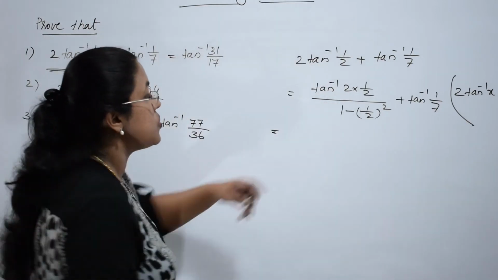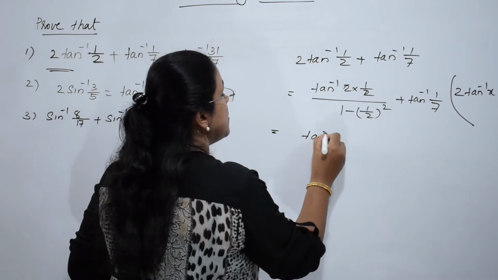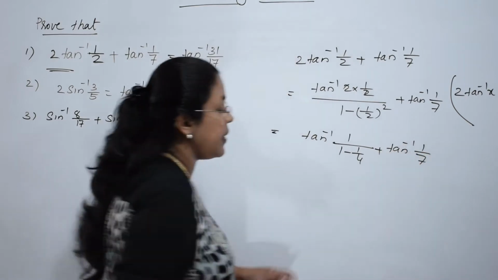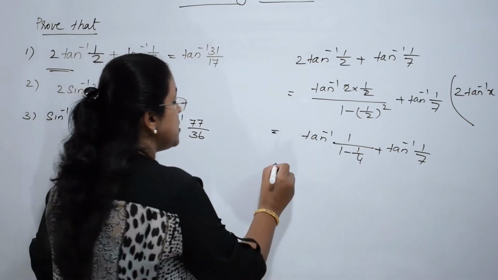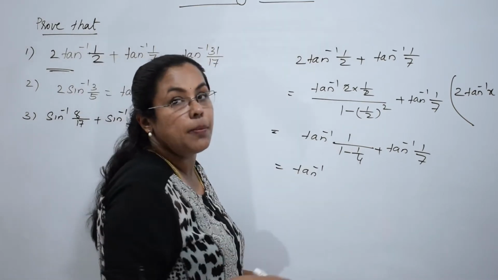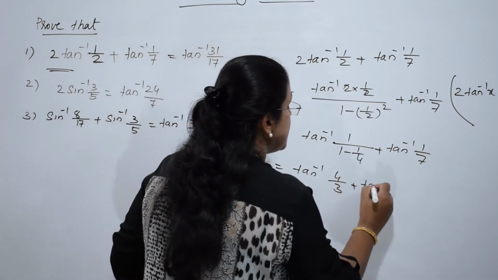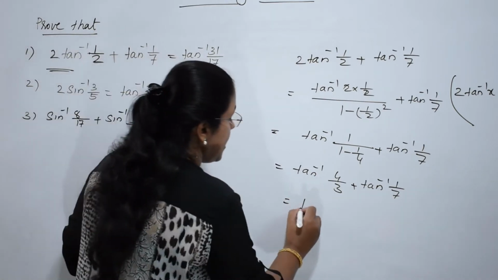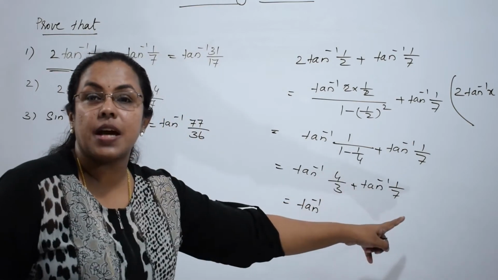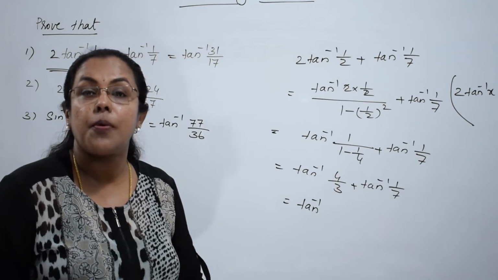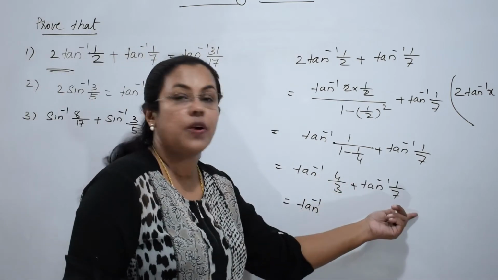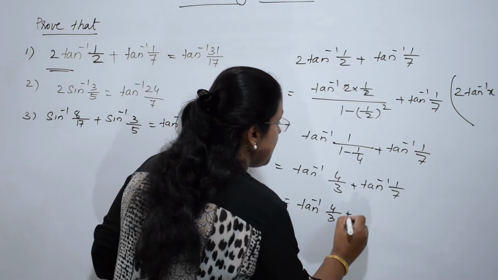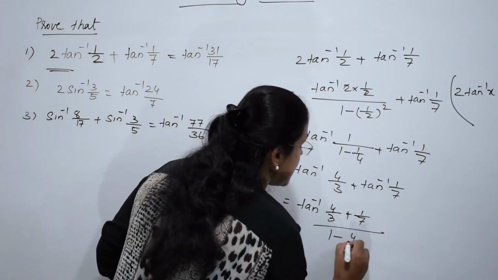Okay, that is equal to 2 and 2 will cancel. This is tan inverse 1 by 1 minus 1 by 4 plus tan inverse 1 by 7. 1 minus 1 by 4 is 3 by 4. So this becomes tan inverse 1 by 3 by 4, that is 4 by 3 plus tan inverse 1 by 7, that is equal to tan inverse x plus tan inverse y is equal to tan inverse x plus y upon 1 minus xy. Here also x into y is less than 1, isn't it? So we can apply the formula directly. Tan inverse x plus y upon 1 minus xy.